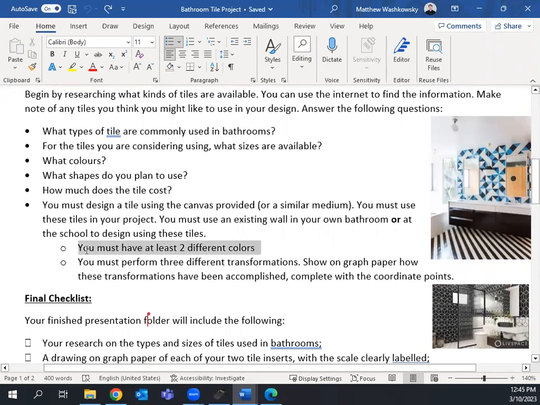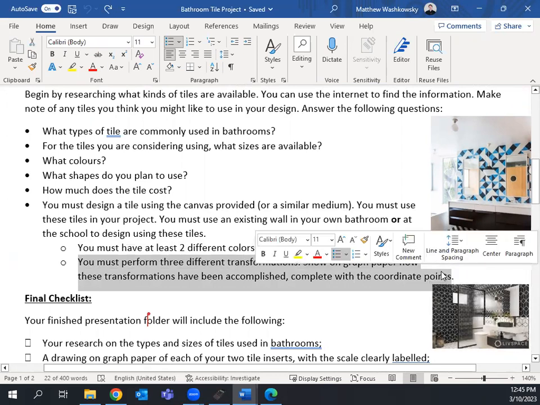There's a couple different things here. You want to have at least 2 different colors. And then I just want you to show different transformations that you've done with your tile. You only need to incorporate 2 into your design, but I want you to show me that you can do 3 of them, okay? That's where you have to pick 3 of those 4 different options, right? Reflection, dilation, rotation, stuff like that.